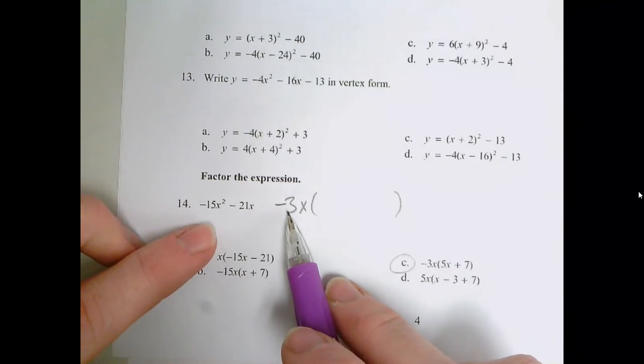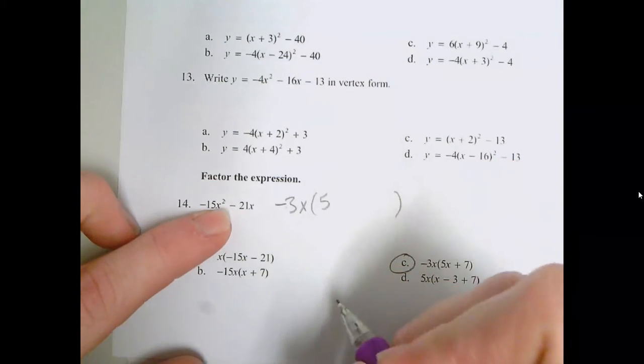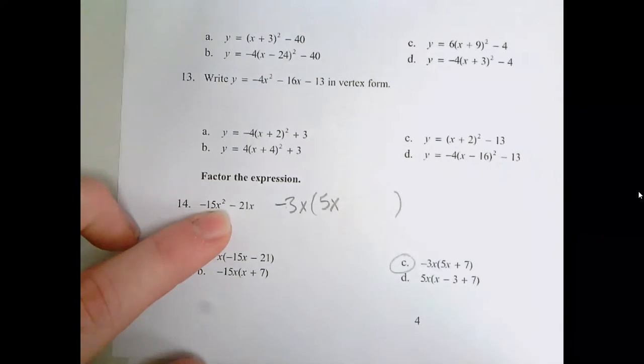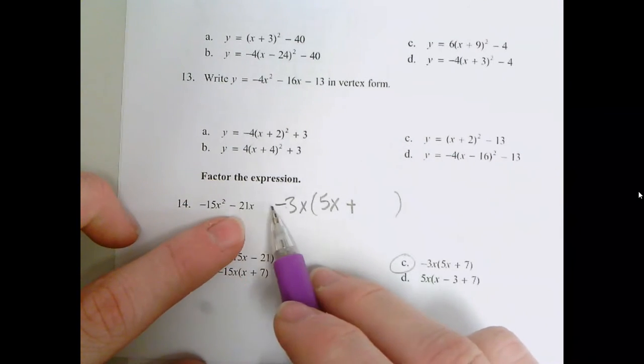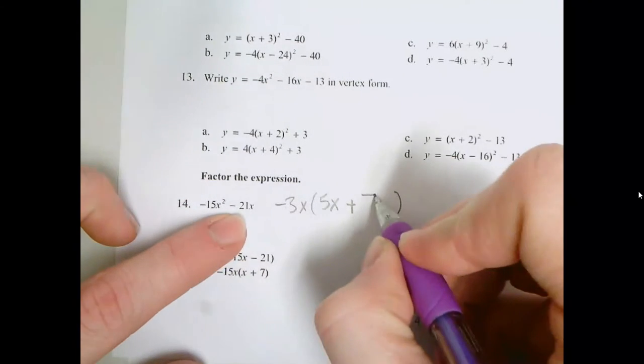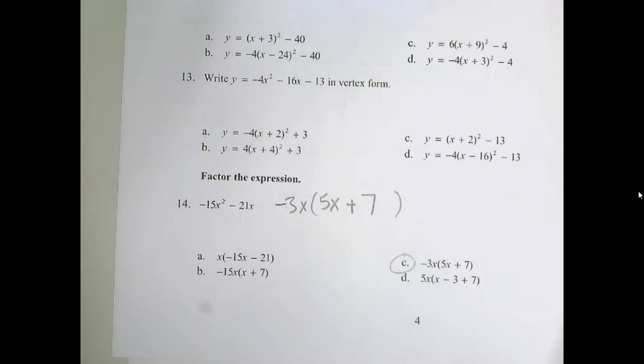Now if you wanted to finish it out, you'd divide. -15 divided by -3 is 5. You had x squared, you pull out an x. That leaves you with 1. Plus, because -21 divided by -3 is +7. You had an x, you pulled out an x, and that's it. That's why you have correct answer here, C.